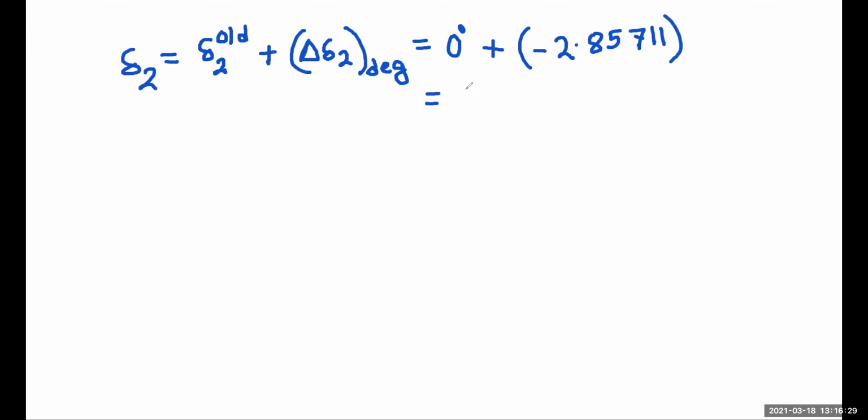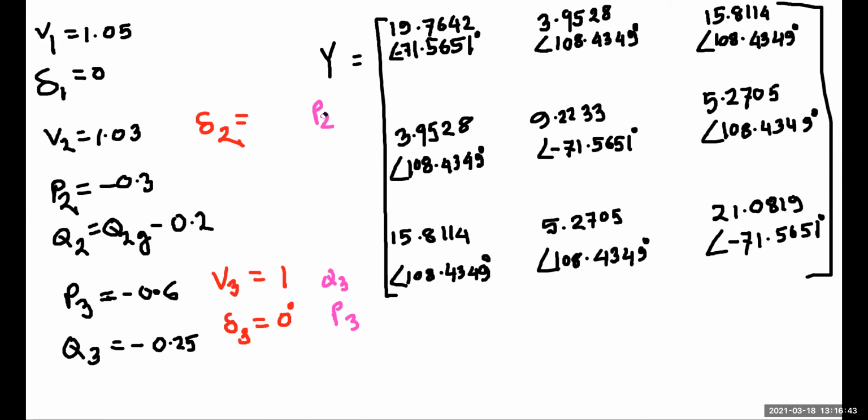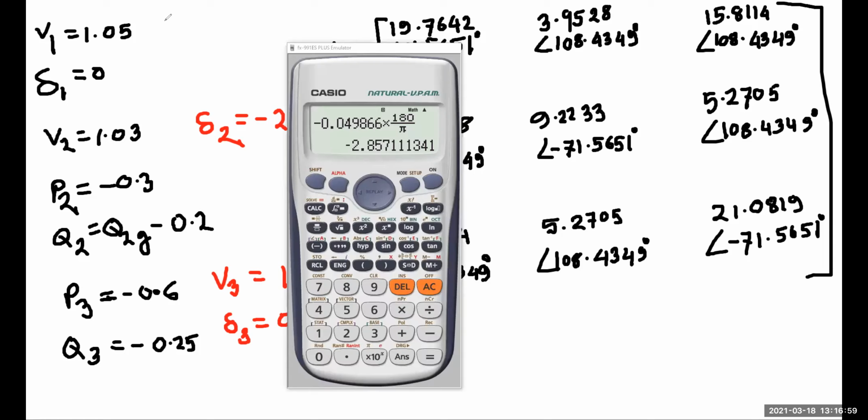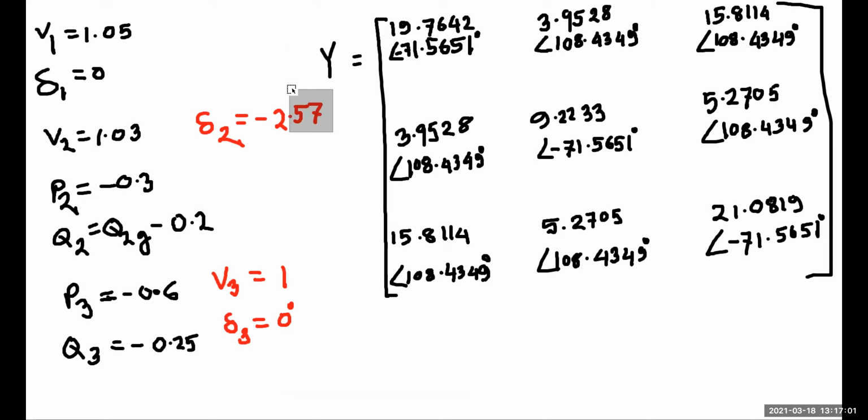So what is your del 2 now? Minus 2.8571. So I'm going to write this one and update this. Okay? How can I update? Minus 2 point, how much you got? 857, 85711.